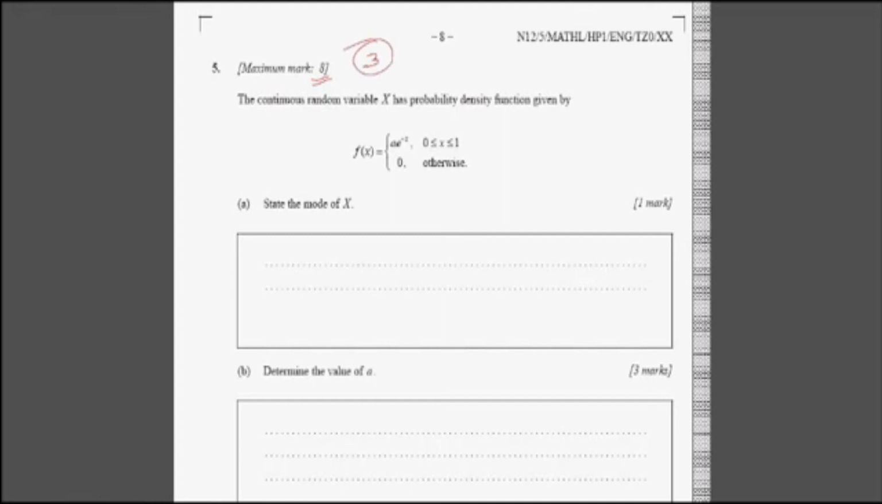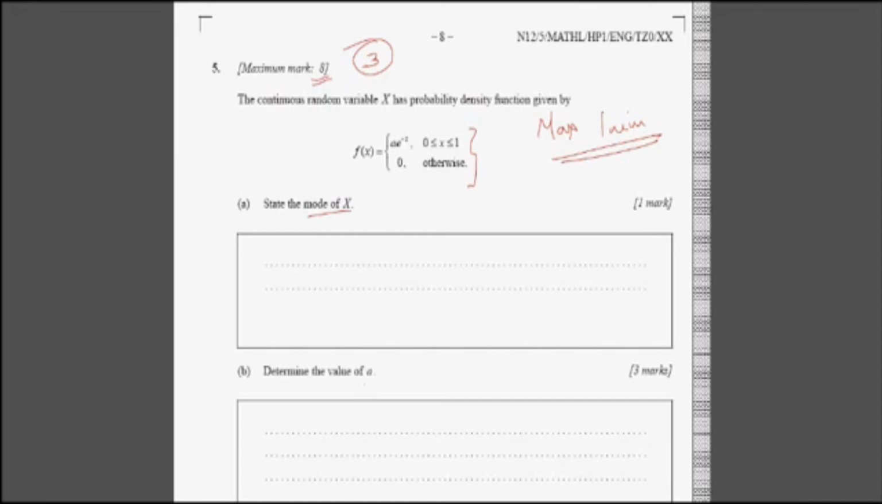But if you do not know and you don't know what to do with mode of x, and you don't know anything about how to determine the value of a, and you have not done this, then you can spend a maximum of 1 minute on this to think what you can do, maximum. But if you are very sure you are not going to do this, then just skip and go further. But if you know something about this and if you want to think, then it's a maximum of 1 minute.